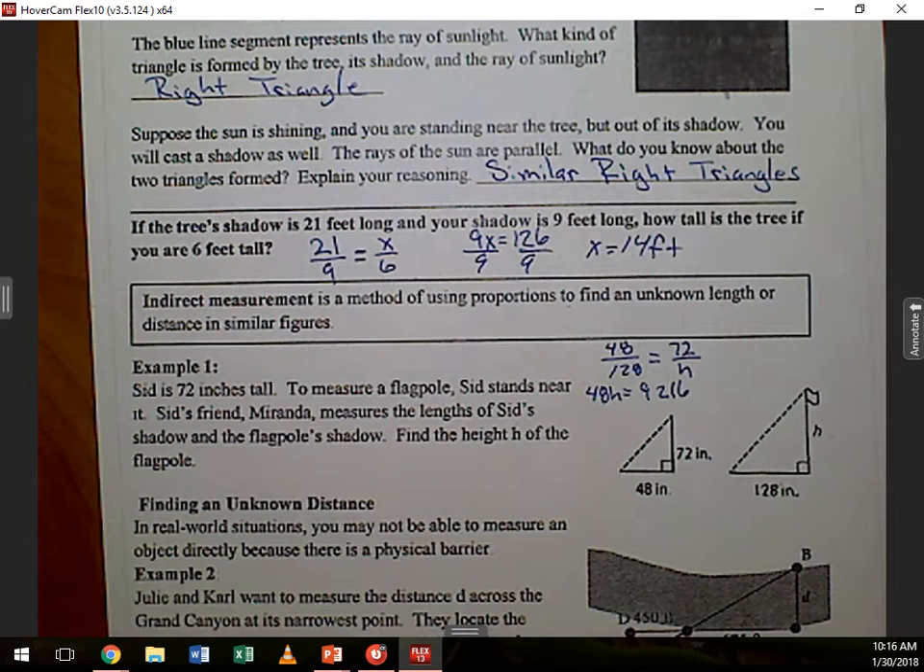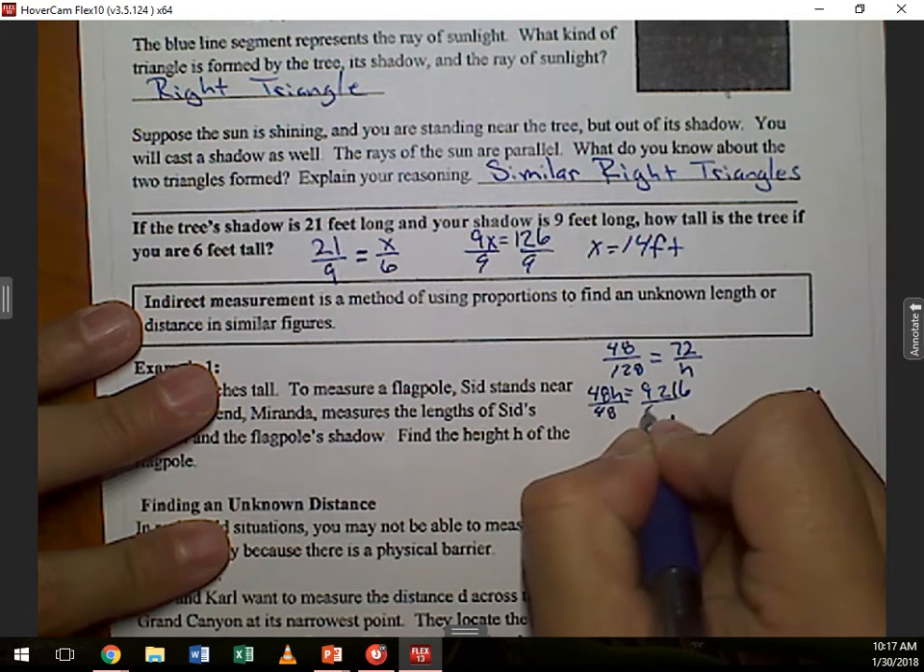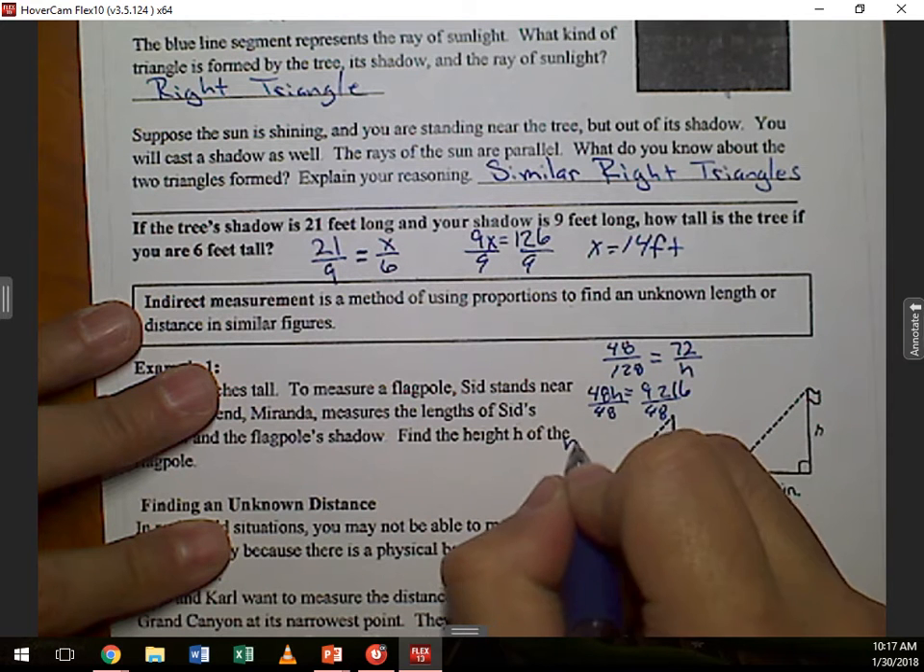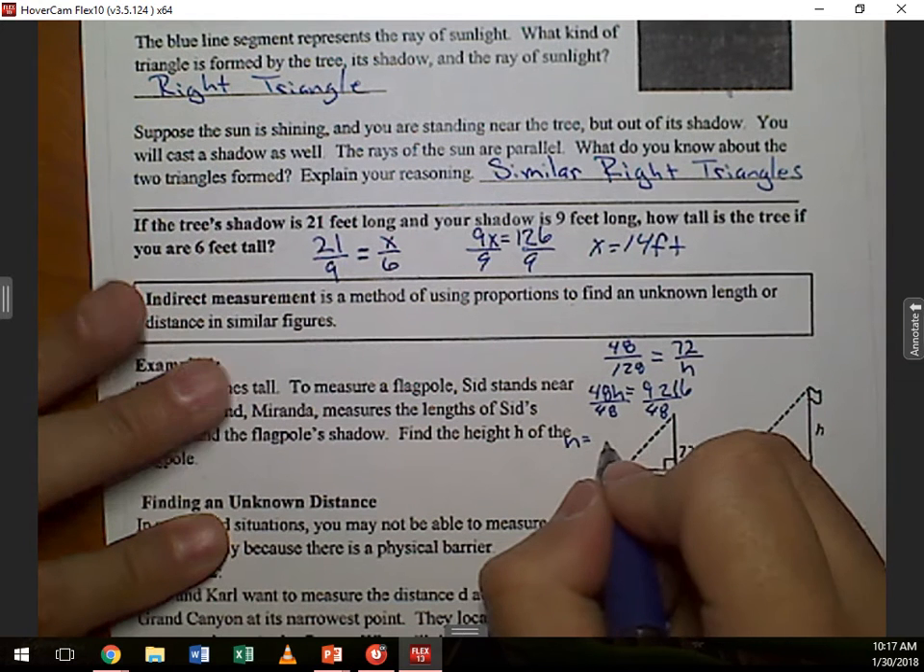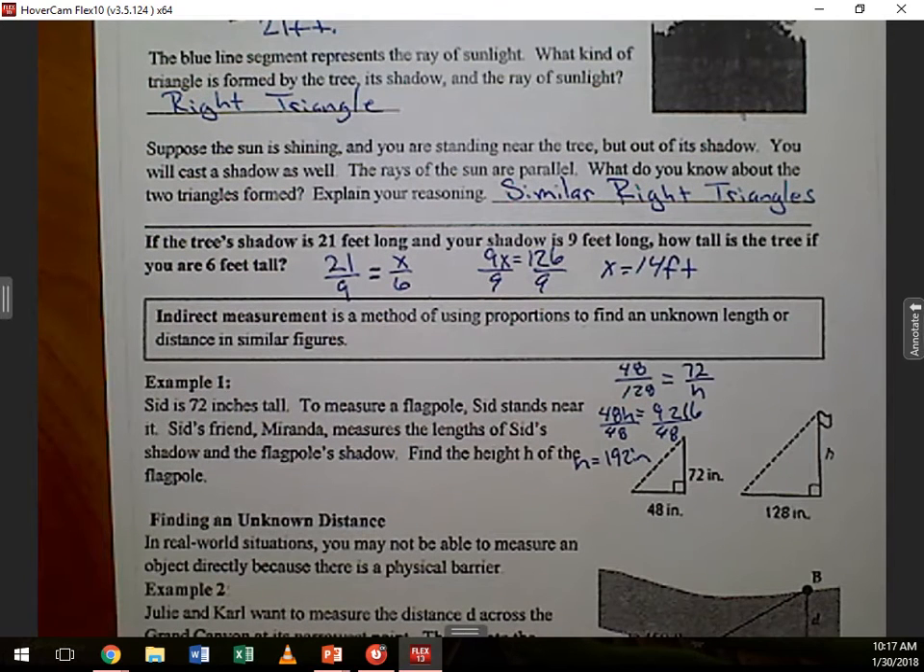Now, to get h by itself, I need to do what to both sides? Divide both sides by 48. Very good. Divide both sides by 48. h is what? 192 inches, right? That's kind of what I needed there.